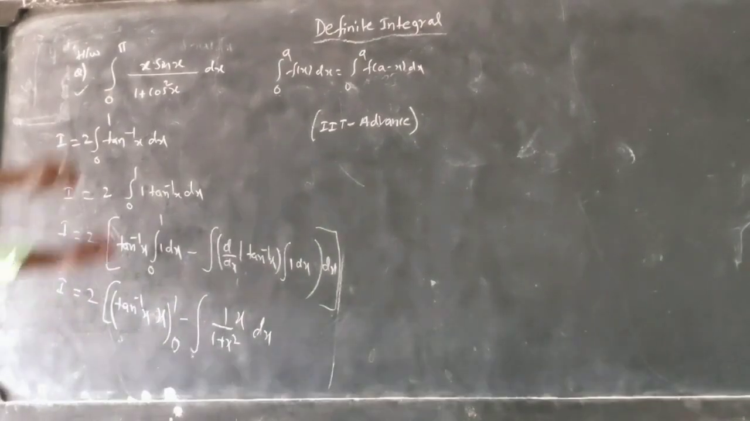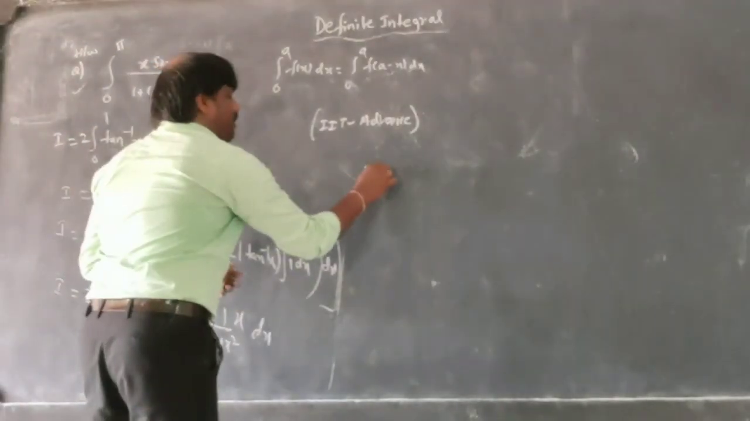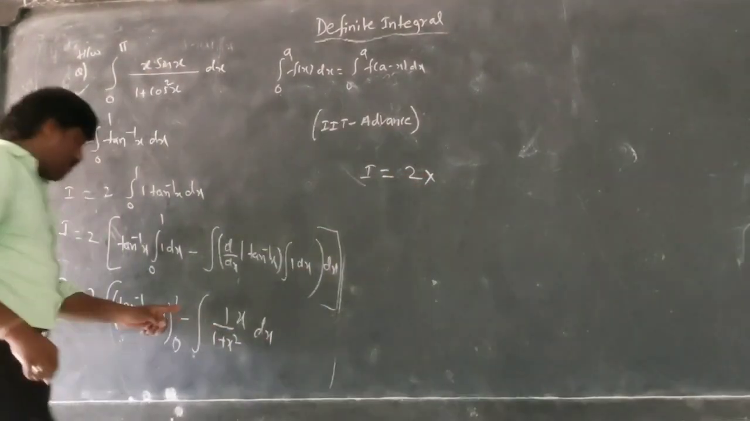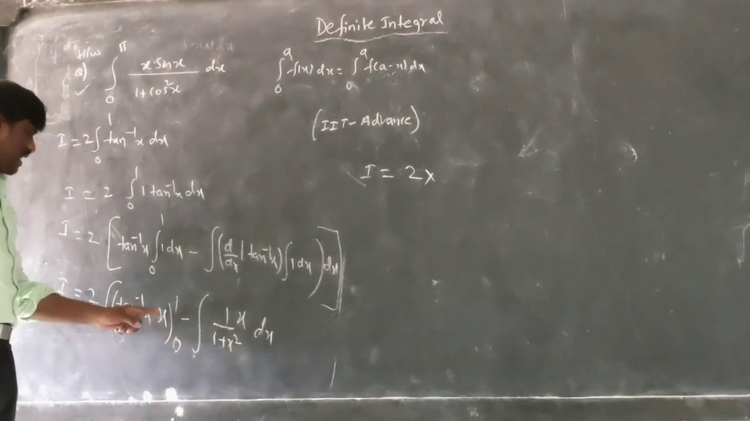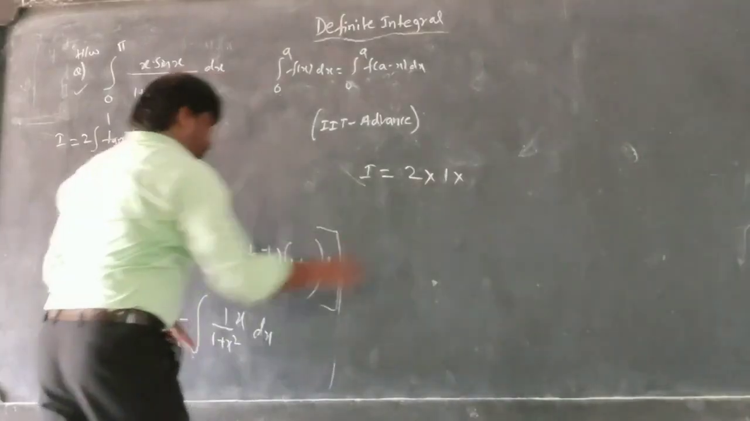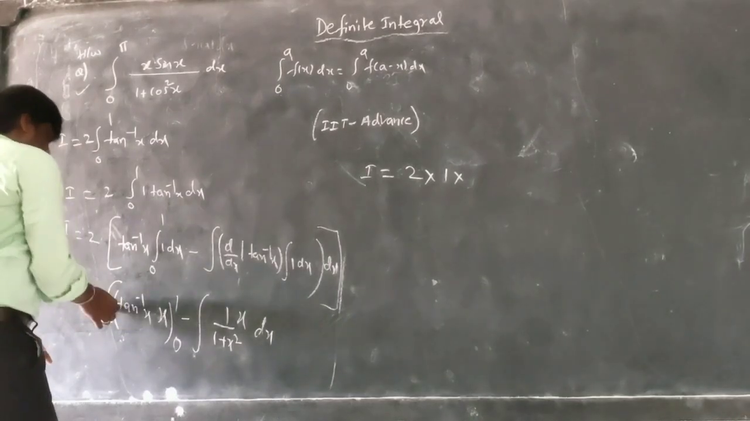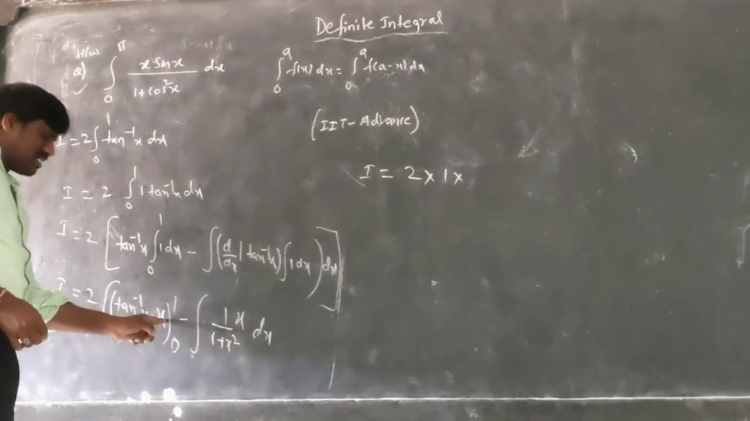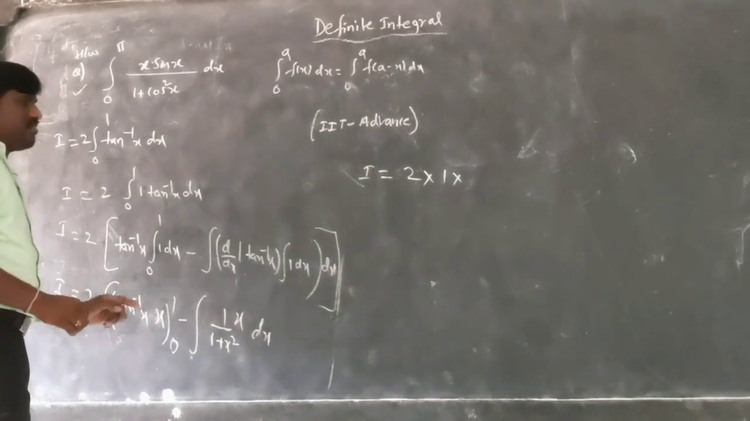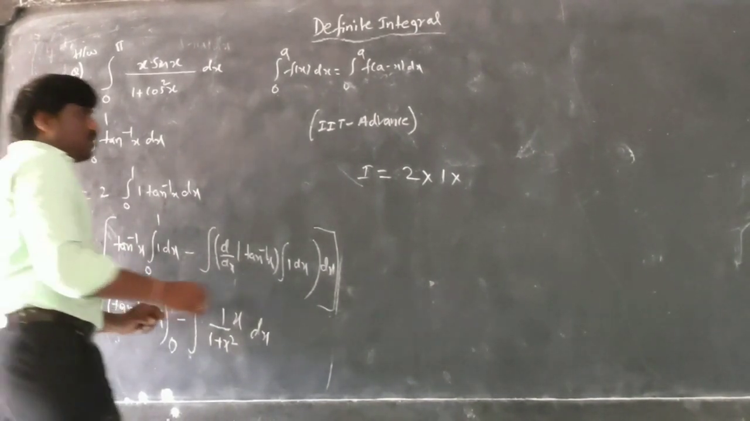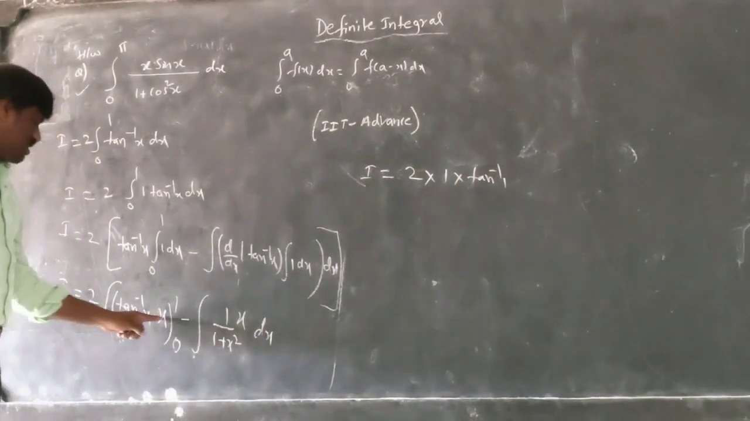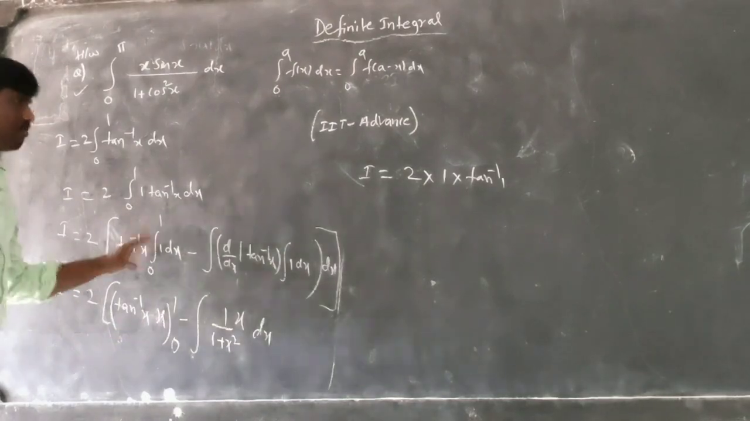So I is equal to 2 into, applying the limits here, tan inverse x into x. I am sending x to this side because it is better written as x into tan inverse x, to avoid confusion. So when I keep 1 I get 1 into tan inverse 1, and if I keep 0, it is 0 into tan inverse 0, which is 0, so leave it.